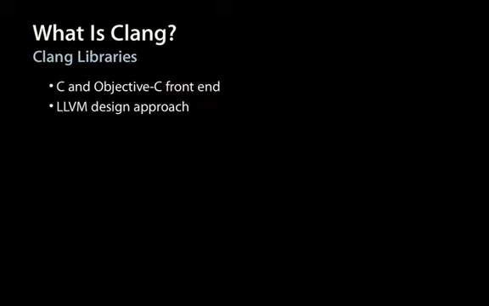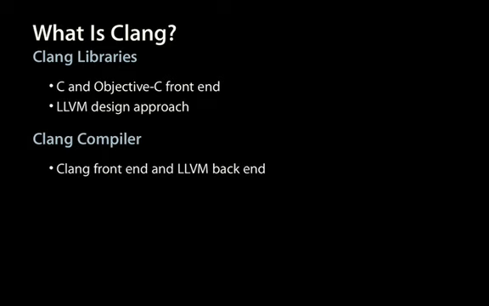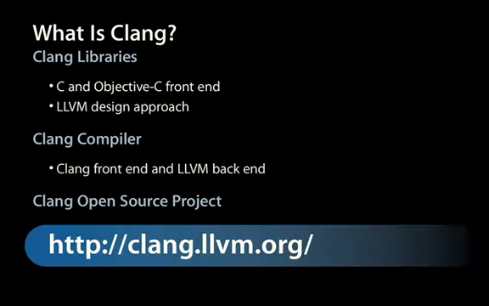The first, Clang is a set of libraries, right? A set of libraries built just like LLVM is. And so right now, this implements a C and Objective-C front end and it follows the normal LLVM design approach. So we go for modularity, reusability, and this is what allows us to build the static analyzer, right, which uses the front end but not the code generator of LLVM. Clang is also a compiler, so you can pick it out of Xcode and use it to build your apps. And this combines the strengths of the Clang front end with the power of the LLVM backend and optimizer. Finally, Clang is also an open source project. Clang has a much better web page than LLVM does, and you can find it on clang.llvm.org.